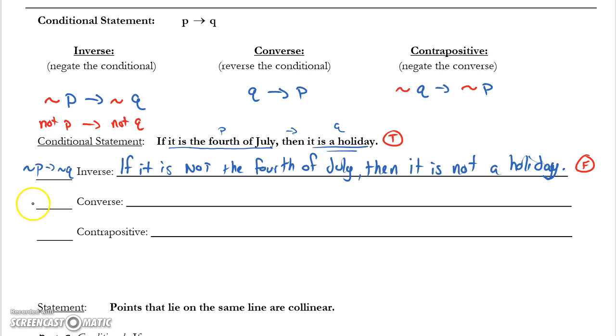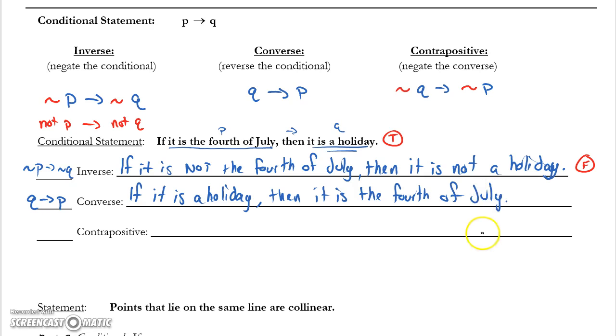Next, let's look at the converse. This is where we flip my original hypothesis and conclusion. So instead of "it is the 4th of July" as my hypothesis, I have "it is a holiday" as my hypothesis. Then "it is the 4th of July" as my conclusion. Again, truth value.